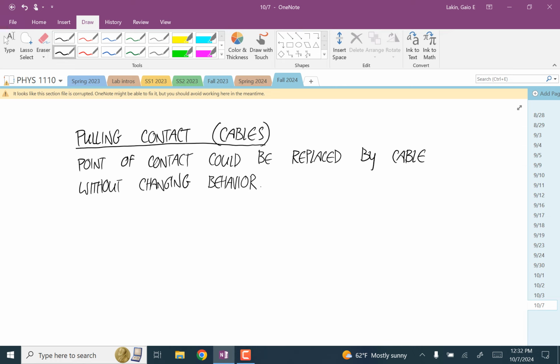So when you have a pulling force, we're always going to think of it as being applied by a string or a cable. And the direction of a pulling force is always parallel to the cable, away from the chosen body.